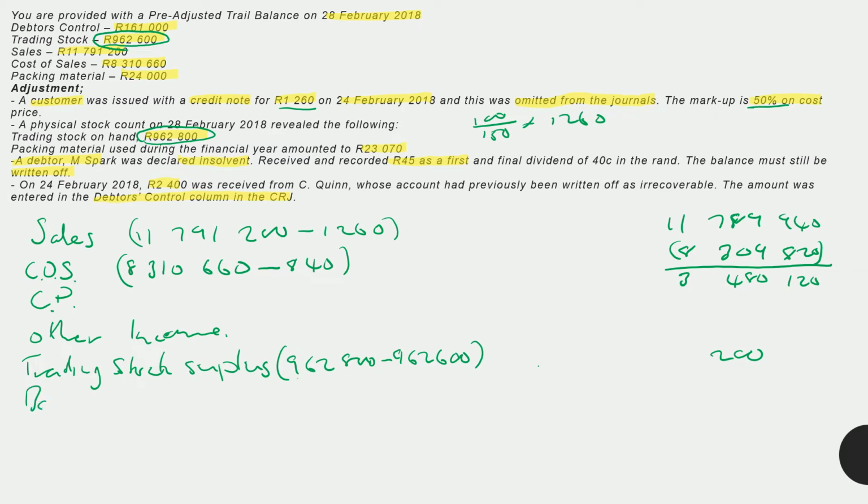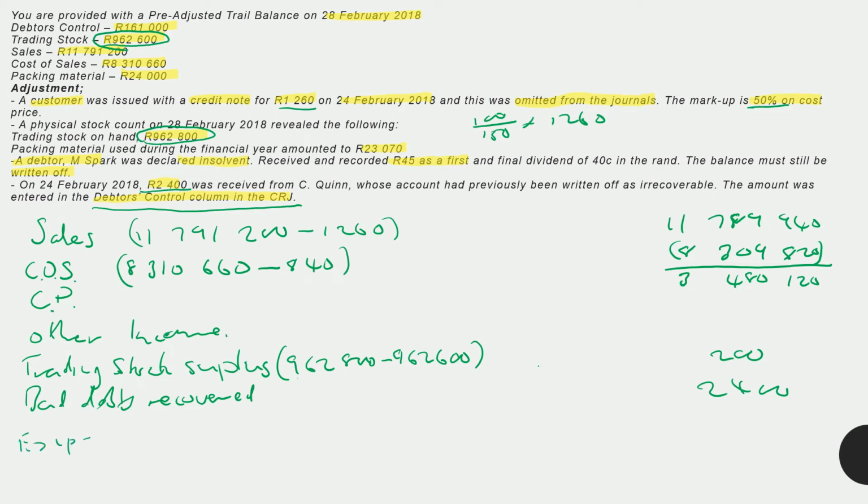And then we have bad debts recovered. This will be the amount 2,400, because on 25 February 2,400 was received from C Queen, whose account had been previously written off as irrecoverable. But there was a wrong entry that we are going to adjust, so that's 2,400. Then we need to have expenses. Let me write expenses, then I'll adjust the other one.